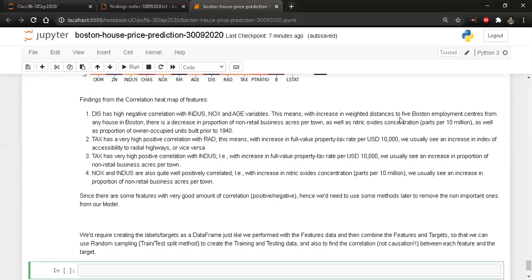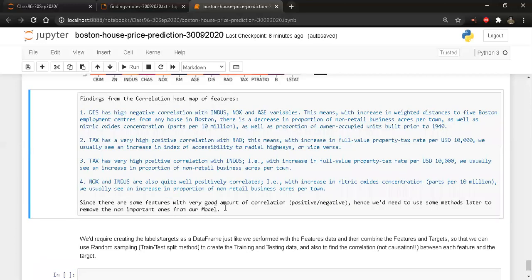Then the TAX feature seems to have a very high positive correlation with RAD. I have not specifically written the numbers because it's really going to confuse people. So the number is not really important. On an average, maybe I can put it here as a note. Let me just put it there.